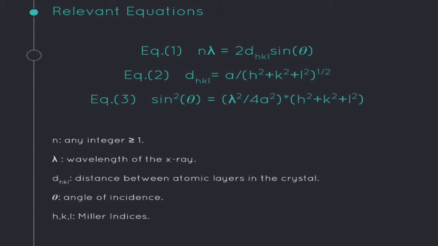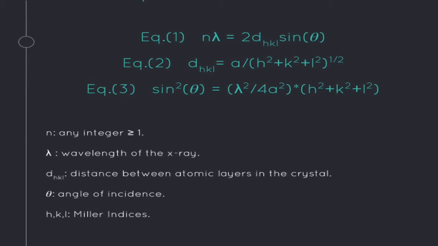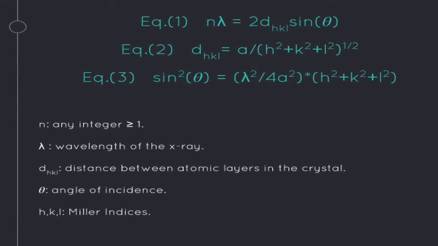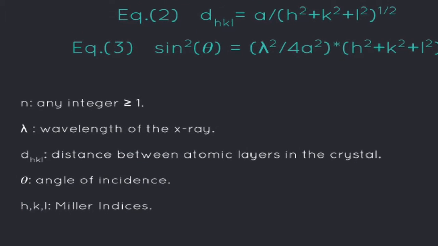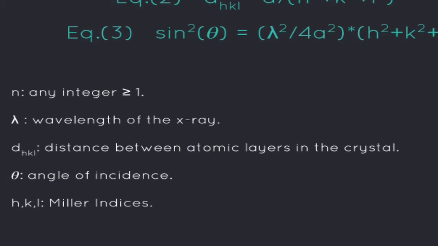Lambda is the wavelength of the X-ray. d_hkl is the distance between atomic layers in the crystal. Theta is the angle of incidence, and h, k, and l are the Miller indices.